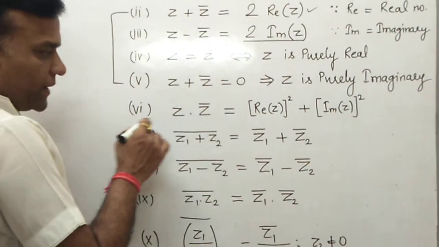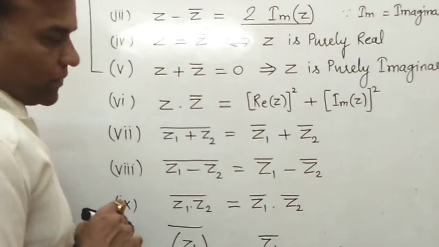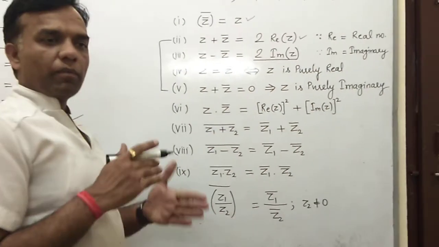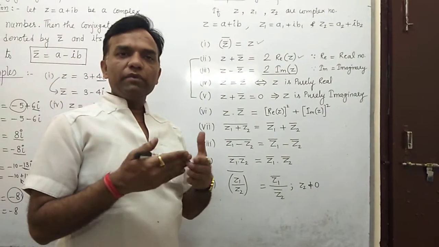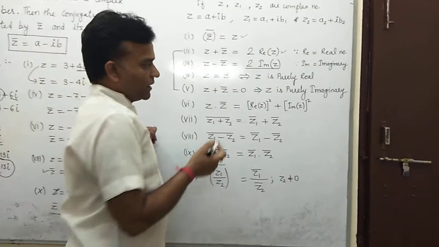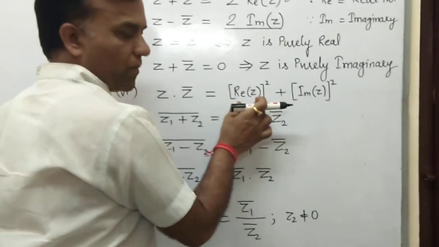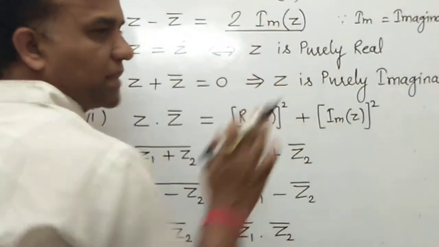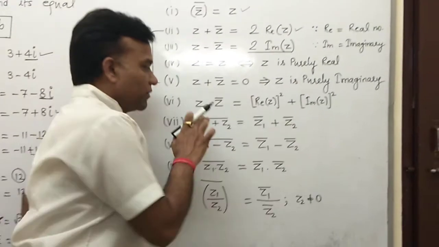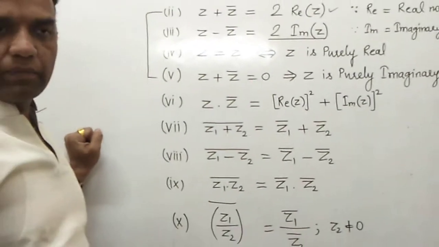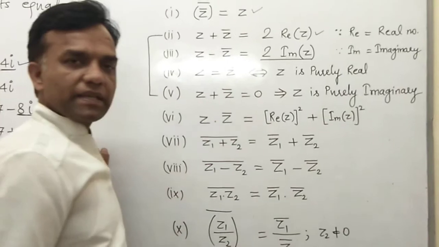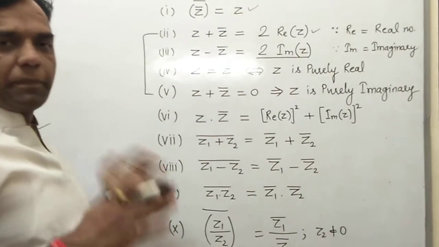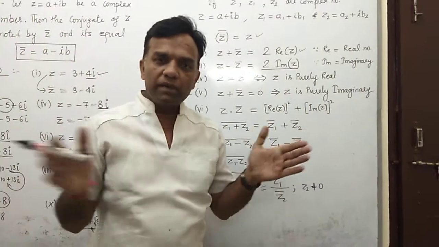And then the sixth property, z into z bar. z into z bar means the complex number multiplied with its conjugate, then it is the real part of the complex number squared plus the imaginary part squared, because we know that z equal to a plus ib and the conjugate of the complex number is a minus ib, then a plus ib and a minus ib are multiplied.